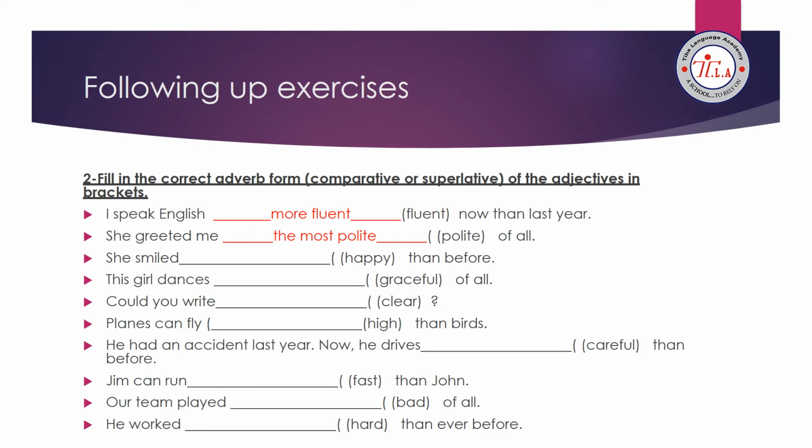Now, guys, let's do some exercises. Fill in the correct form, comparative or superlative, of the adjectives in brackets. I speak English fluent now than last year. In this sentence, I noticed the word than, so it's the comparative form. You have to put the adjective fluent in comparative. Is it long or short first? Is fluent short or long? Fluent is a long adjective. It's more than one syllable, right?